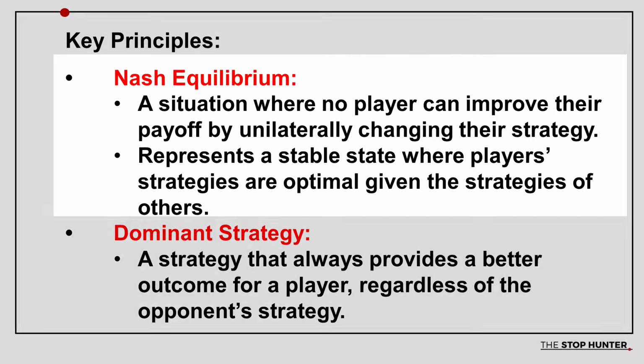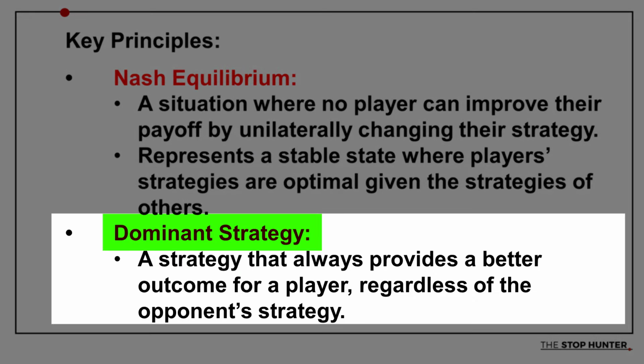And then another key principle, dominant strategy: a strategy that always provides a better outcome for a player regardless of the opponent's strategies. Now, I'm just giving you a high level overview here to give you some idea of how game theory thinks and works. All of these you can drill down into in a lot more detail. There's a lot more to take from them and understand if you really want to become an expert in game theory.